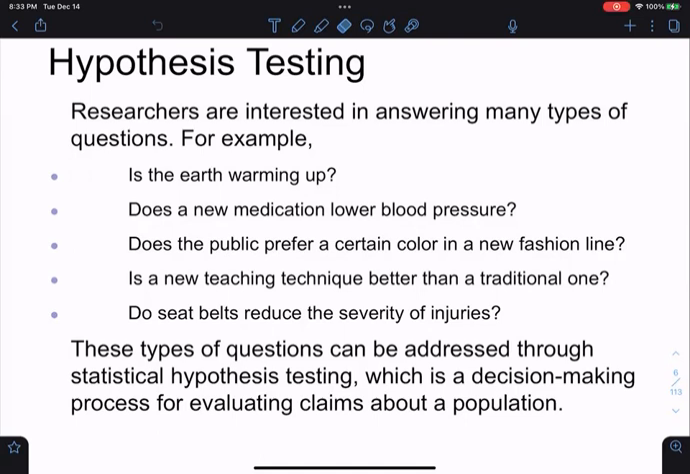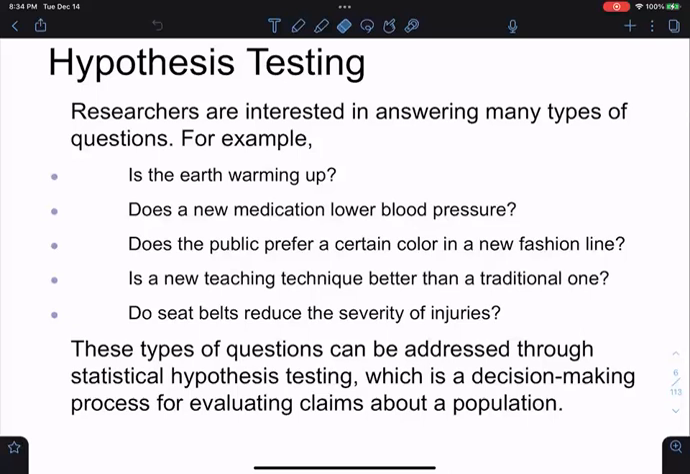Researchers are interested in answering many types of questions, such as, is the earth warming up? Does the new medication lower blood pressure? Does the public prefer a certain color in a new fashion line? Is a new teaching style or technique better than the traditional one? Do seat belts reduce the severity of injuries?